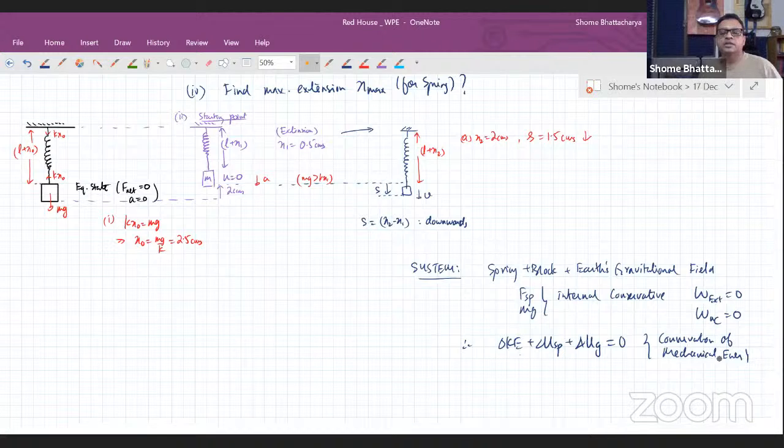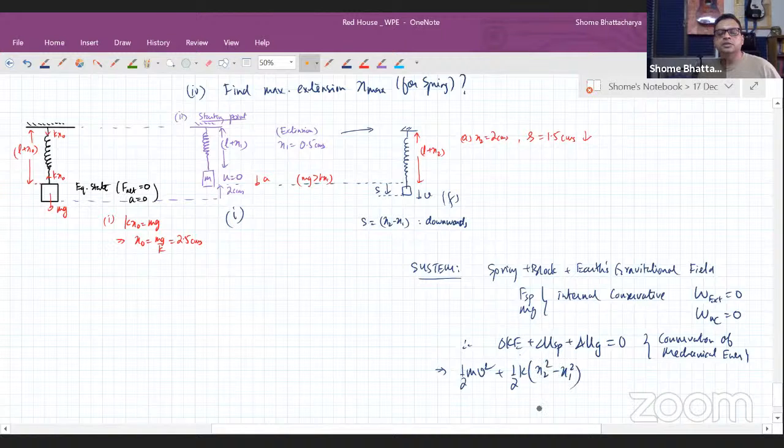Okay, so I get a simple formula over here: going from this initial state to this final state, what is the change in kinetic energy? It's half mv square, because I started from rest over here. What is the change in potential energy of the spring? It is half k (x2 square minus x1 square). And what is the change in gravitational potential energy? Minus mgs, because it's a downward displacement.